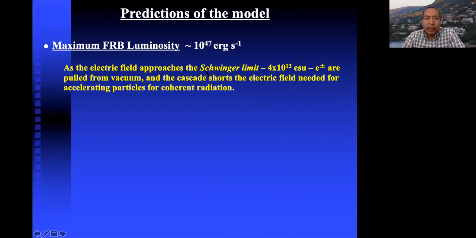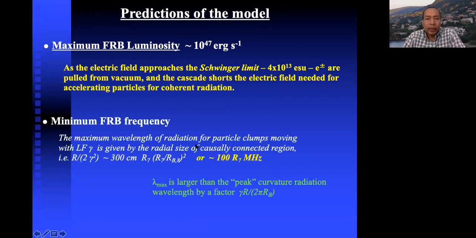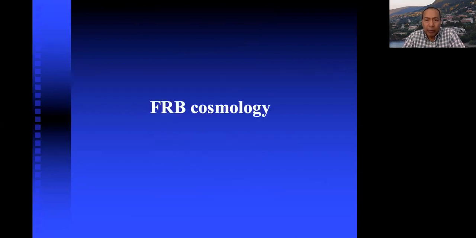And the reason for that is that as you increase the luminosity, the electric field strength increases. And when the electric field strength exceeds the Schwinger limit, which is this here, 4 times 10 to the 13 ESU, then electrons and positrons are pulled from vacuum. And that cascade of electrons and positrons will short out the electric field, which is needed for accelerating particles to produce coherent radiation. And so that sets the maximum luminosity. There is also a minimum frequency below which you can't produce this coherent radiation, and that's about 100 megahertz. That's causality, or simple causality argument.